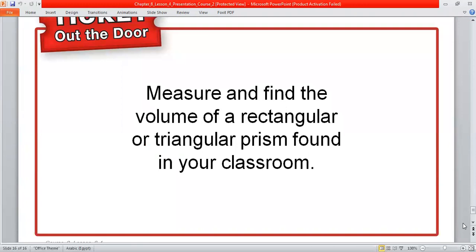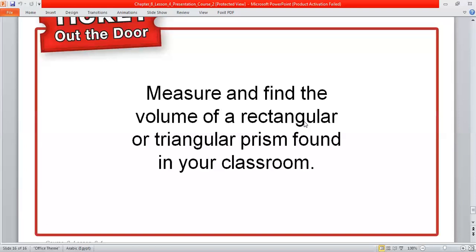Measure and find the volume of a rectangular or triangular prism found in your classroom. I don't need that because we are not in the classroom. You are in your home, okay? I need you tomorrow, next Sunday, inshallah, because tomorrow is Friday. Tell me about the volume of your cupboard. Can you do that? You have a cupboard in your room? You don't think so? You don't have a cupboard in your room?